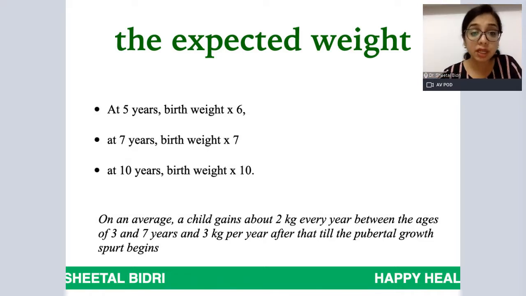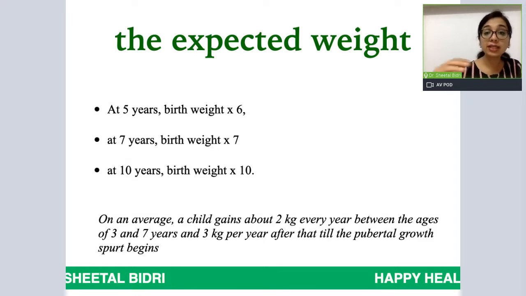On an average, a child gains about 2 kgs every year between the ages of 3 to 7 years, and 3 kgs per year after that till the pubertal growth. Then there is a spurt that happens in the pubertal growth.